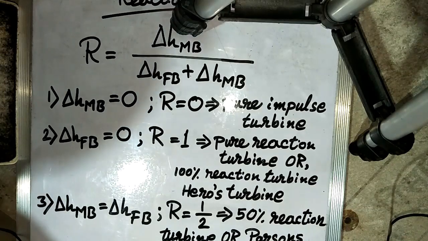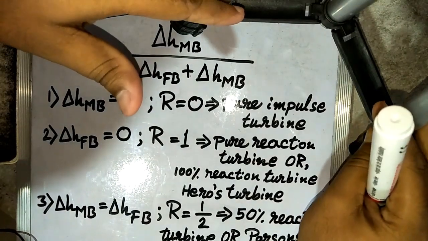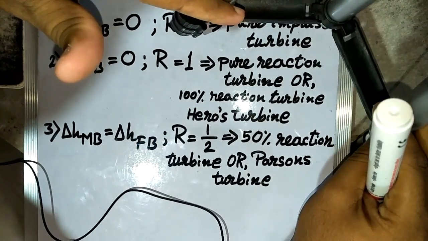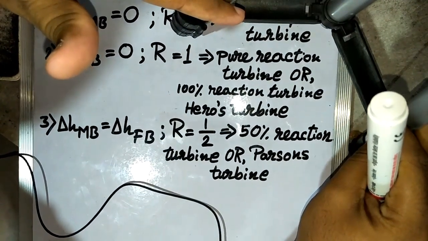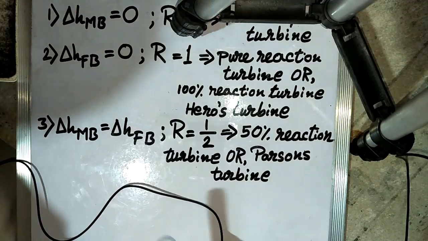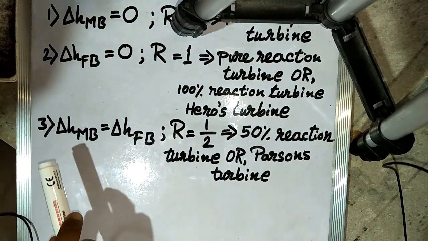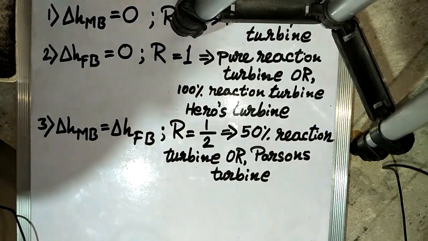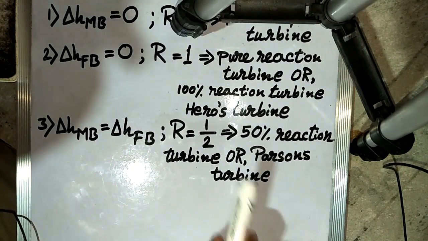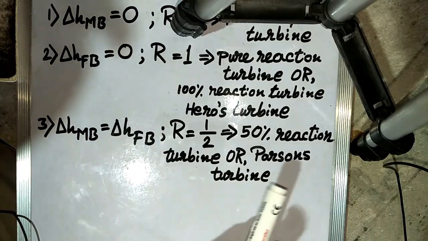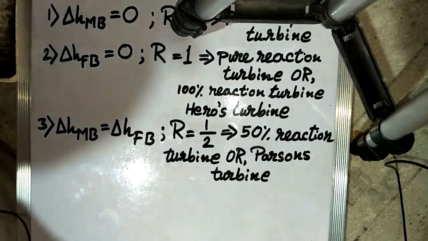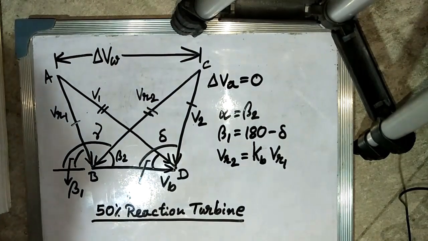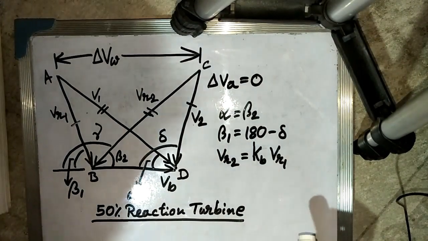Now number three is when the enthalpy drop in the fixed blade is equal to the enthalpy drop in the moving blade. So the degree of reaction becomes half, and it is called a 50% reaction turbine or Parsons turbine. As you can see, this is the velocity diagram of a 50% reaction turbine.